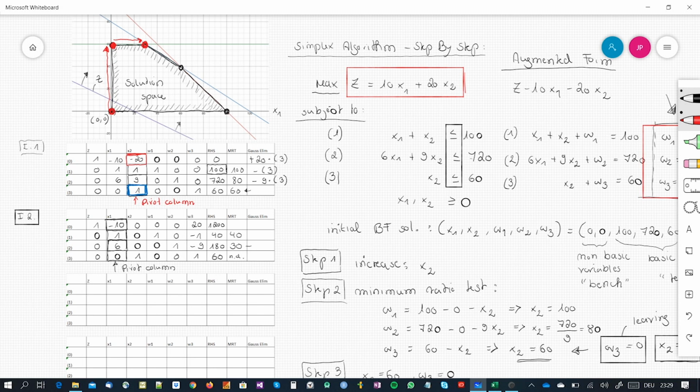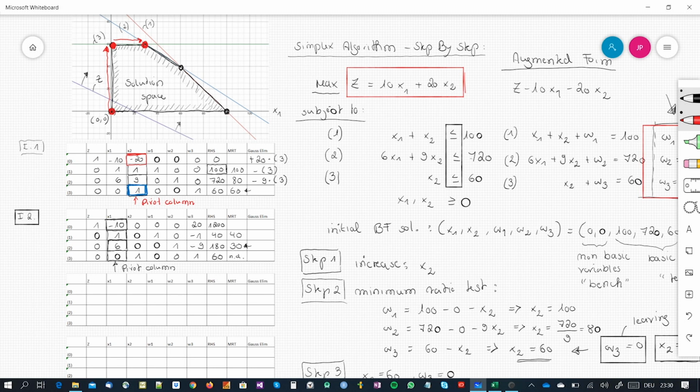So the minimum of these values is now given by the second constraint. And in fact, if we look at our graphical solution, we see that what was first the third constraint that limits x2, we have now the second constraint given by the blue line, which binds or which forms the next corner point by the intersection of constraint 3 and 2. And by the way, the red line is our constraint 1.